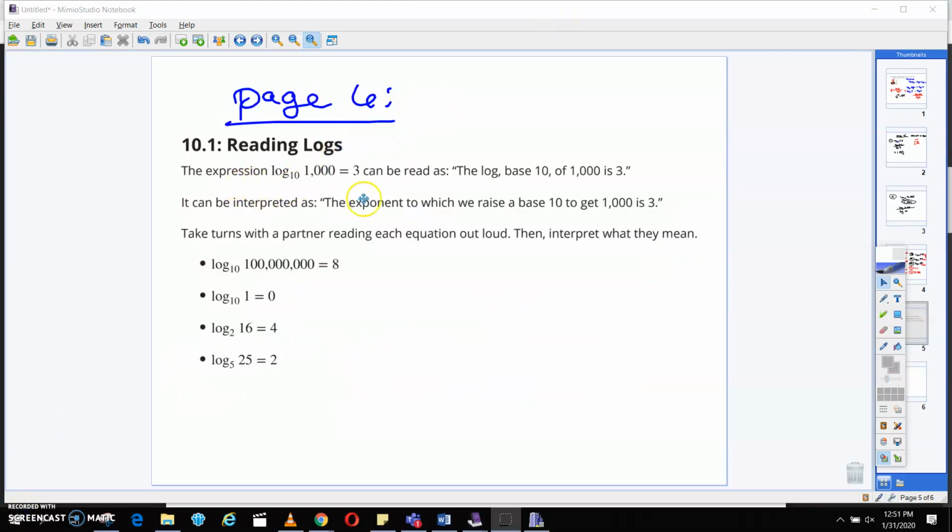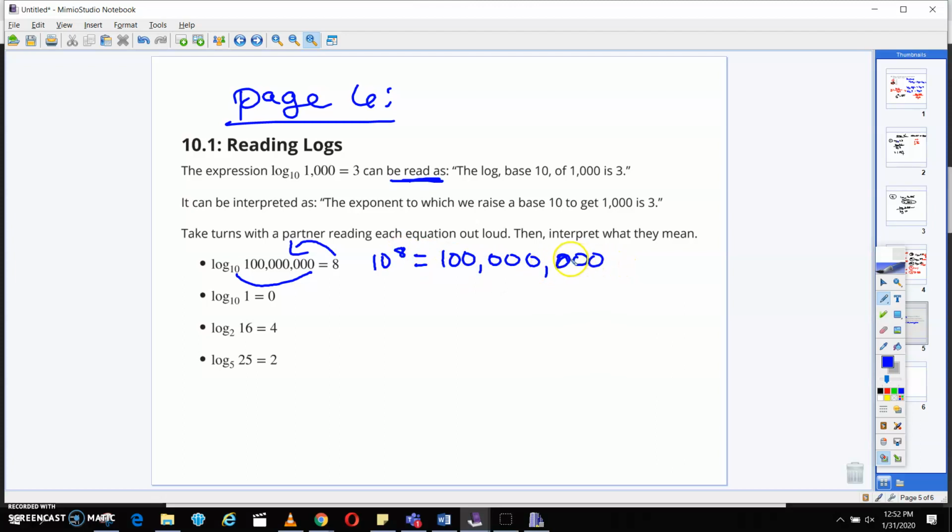You're going to actually talk to your neighbor in just a second, and I want you to read these expressions and rewrite them in exponent form. So I'm going to do the first one for you. This says log base 10 of 100 million equals 8. I can rewrite this in exponential form. This is going to be 10 to the 8th power equals 100 million.